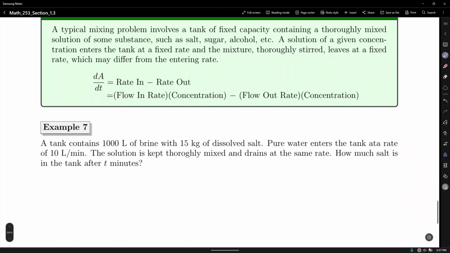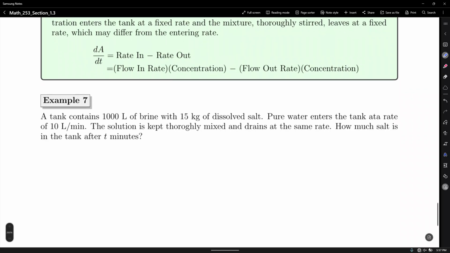So let's see. A tank contains 100 liters of brine with 15 kilograms of dissolved salt. Pure water enters the tank at a rate of 10 liters per minute. The solution is kept thoroughly mixed and drains at the same rate. The question is how much salt is in the tank after 10 minutes.